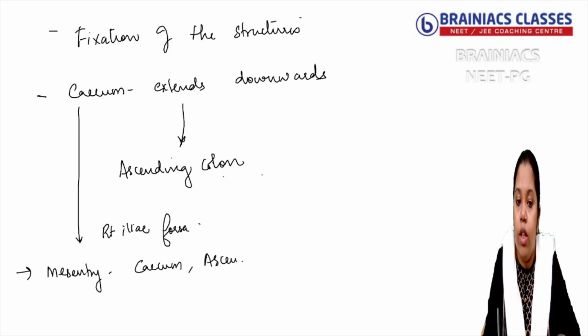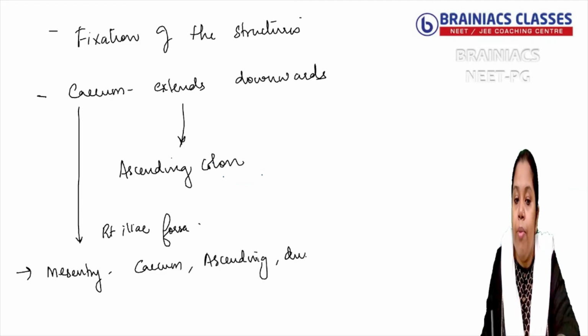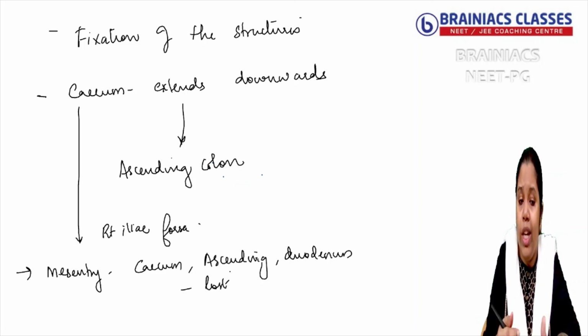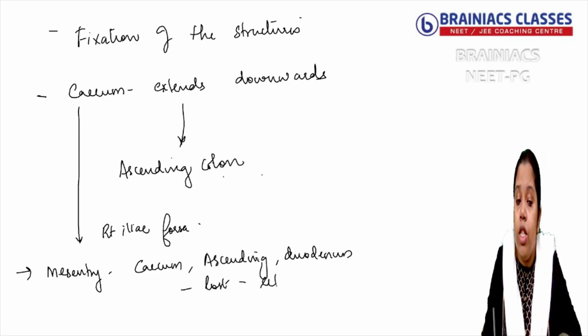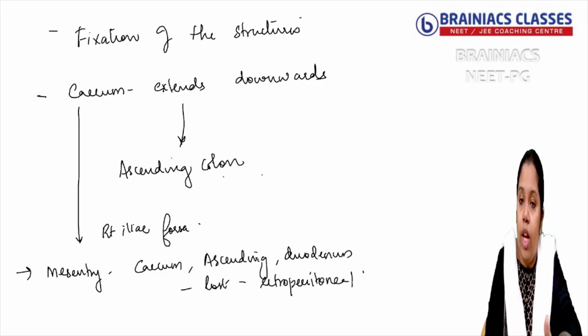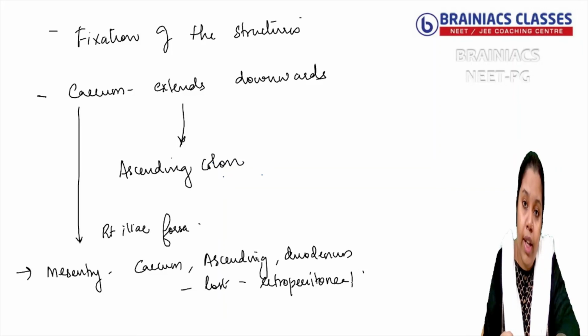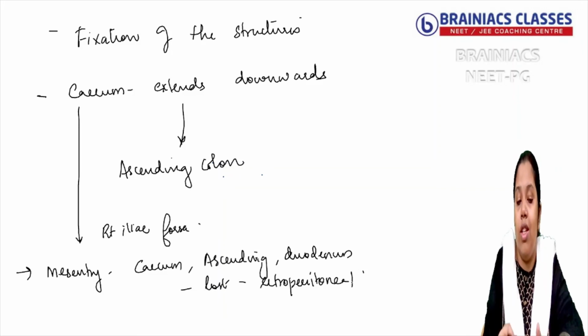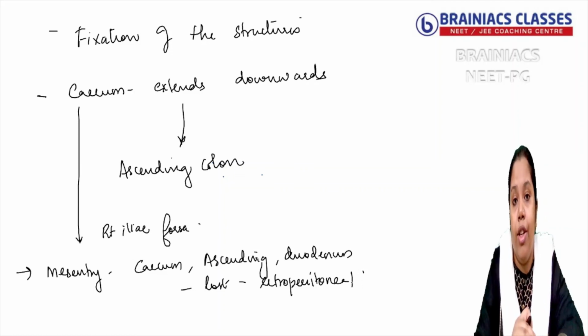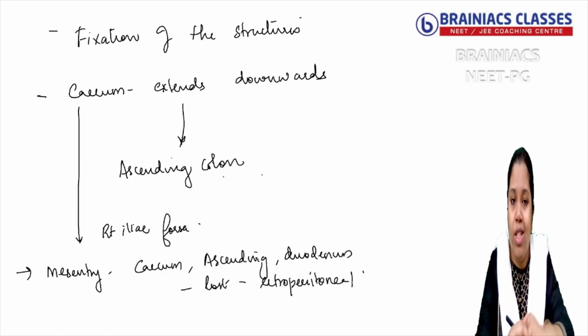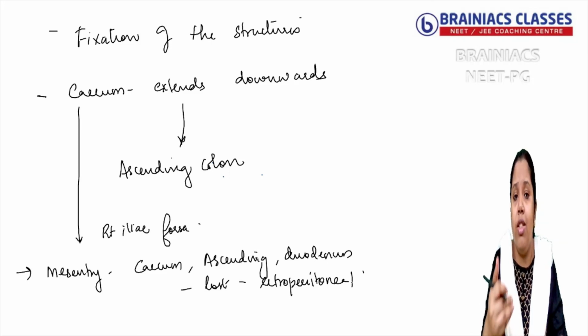ascending colon, and the duodenum is lost or disappears, so that these three structures become retroperitoneal. Whereas the other structures, like transverse colon, ileum, and jejunum, will retain their mesentery. These three structures, cecum, ascending colon, and duodenum, will lose their mesentery, forming retroperitoneal structures. Okay, so these are the stages of development: first stage, second stage, and third stage.